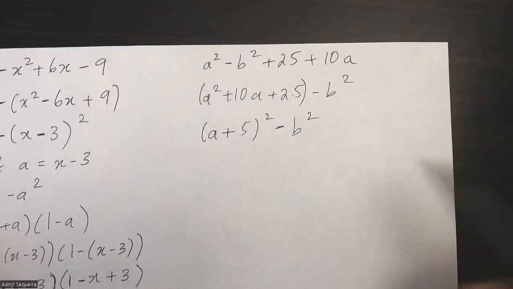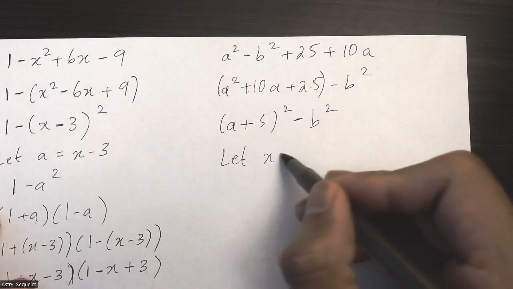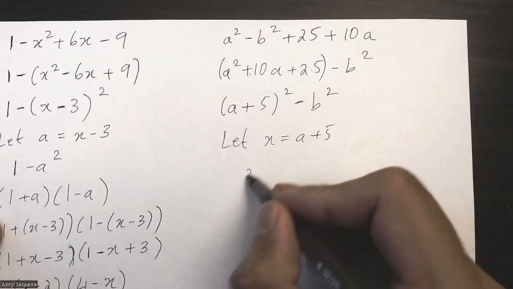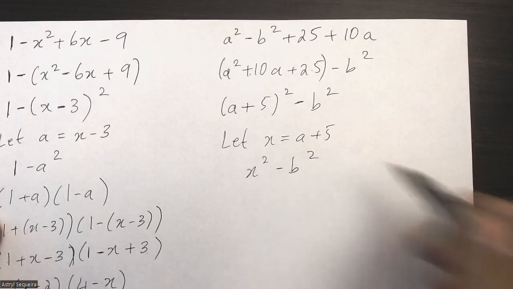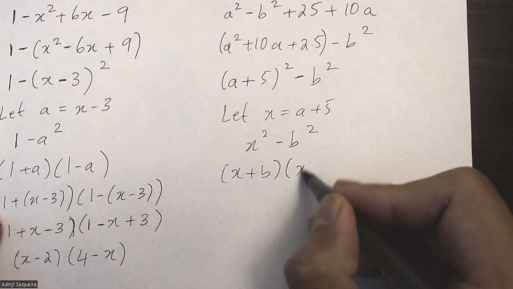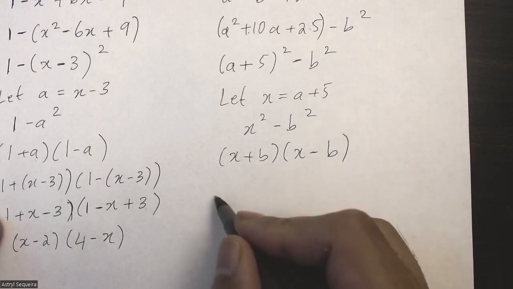And now again, you can tell this is difference of squares. We're going to let x equal a plus 5. This is going to turn into x squared minus b squared. And then difference of squares is pretty simple: x plus b times x minus b.